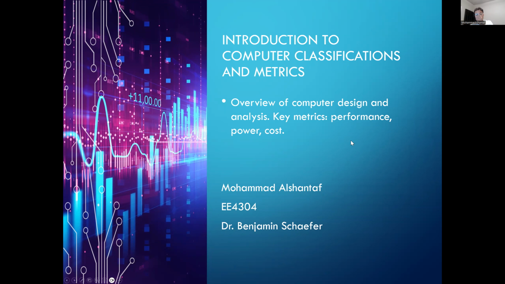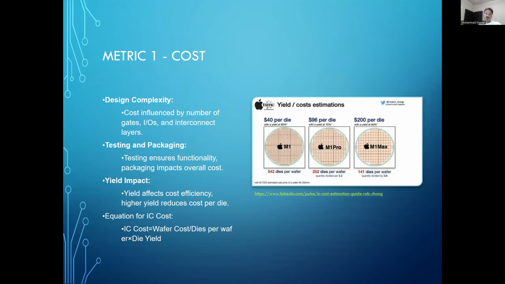The first key aspect that we'll be covering today will be the metric cost, which falls down to the design complexity, testing and packaging, and yield impact. Using all of these factors, we can calculate our IC cost. Once the equation is integrated, it falls down to the wafer cost divided by the dies per wafer multiplied by the die yield. And from here on, we can see an example for the Apple chips and their cost estimations.